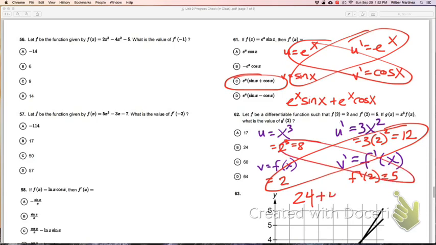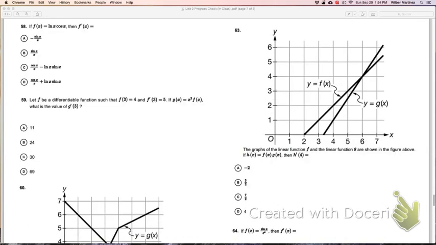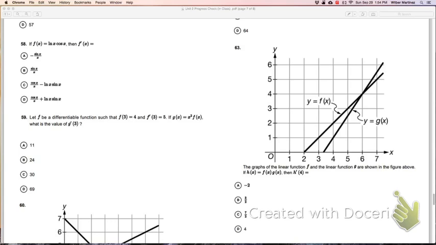Next one. Notice that the same types of problems keep coming up over and over again. So again, another graphical one with another product rule. So u is equal to f of x, v is equal to g of x, u prime is equal to f prime of x, v prime is equal to g prime of x. If I want to know what those values are from the graph, I'm evaluating at 4.